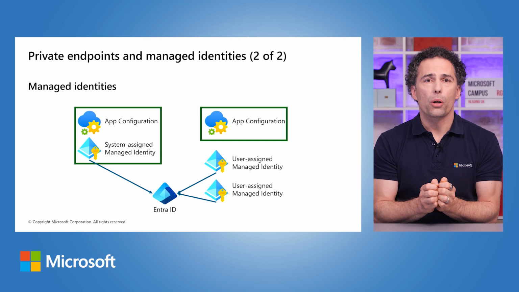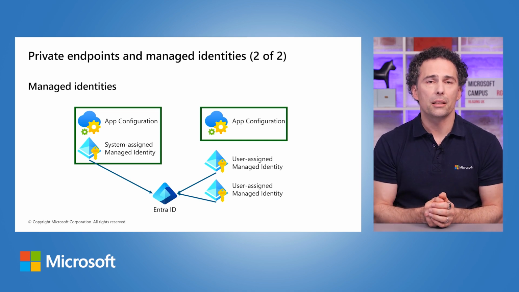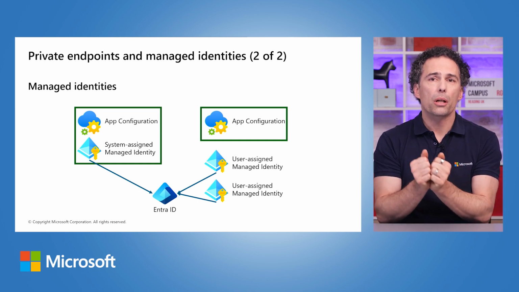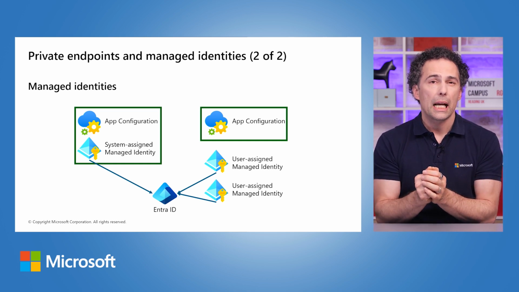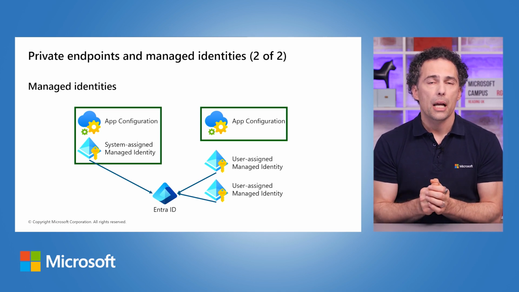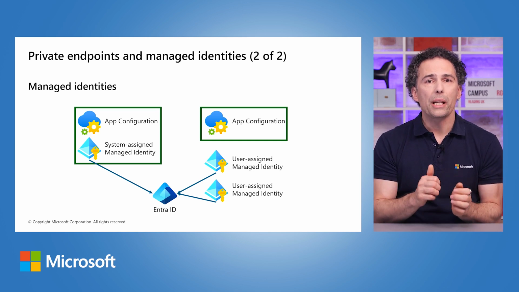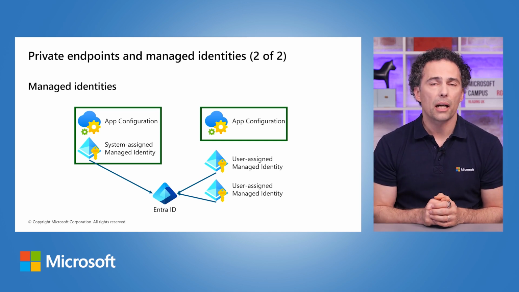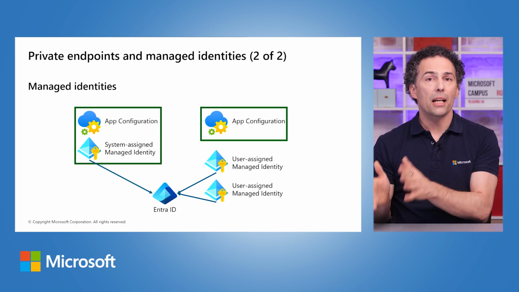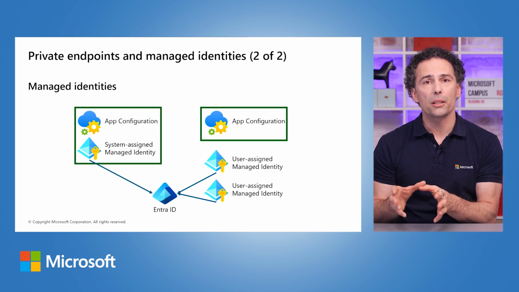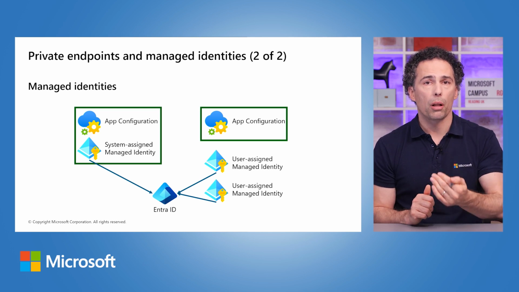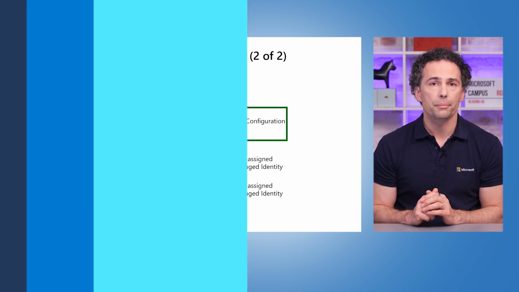Your configuration store can be granted two types of identities. A system-assigned identity is tied to your configuration store as a resource. It's deleted when your configuration store is deleted too. A configuration store can only have a single system-assigned identity. A user-assigned identity is a standalone Azure resource that can be assigned to your configuration store. And a configuration store can have multiple of these user-assigned identities.